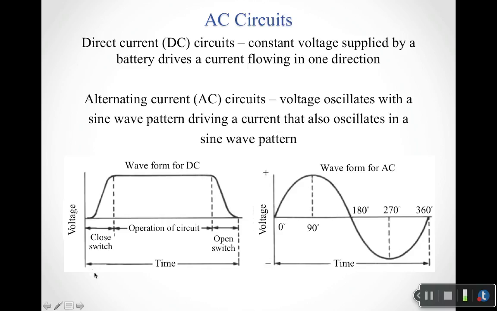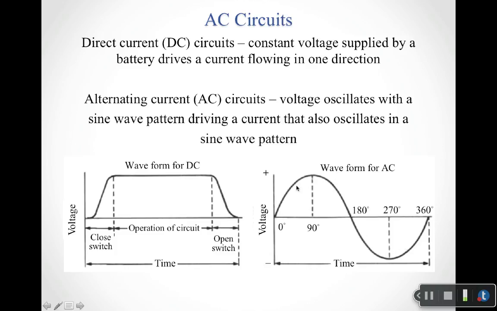So graphically, thinking about our DC circuit first, if you were to plot the voltage as a function of time, we talked about how you close the switch and there's some transient period where your circuit may be getting set up. Then there may be some period at which it's operating at a steady state. And then when you open the switch to break the circuit, there may be another transient period as the voltage drops back down to zero.